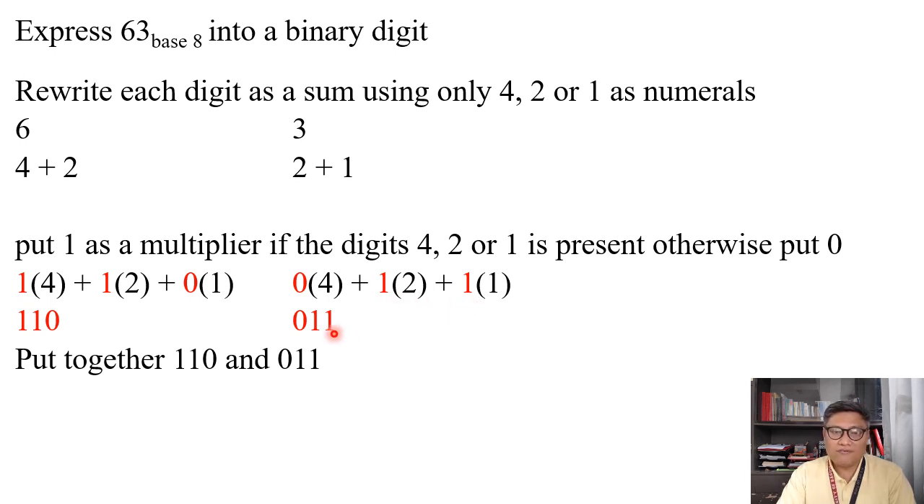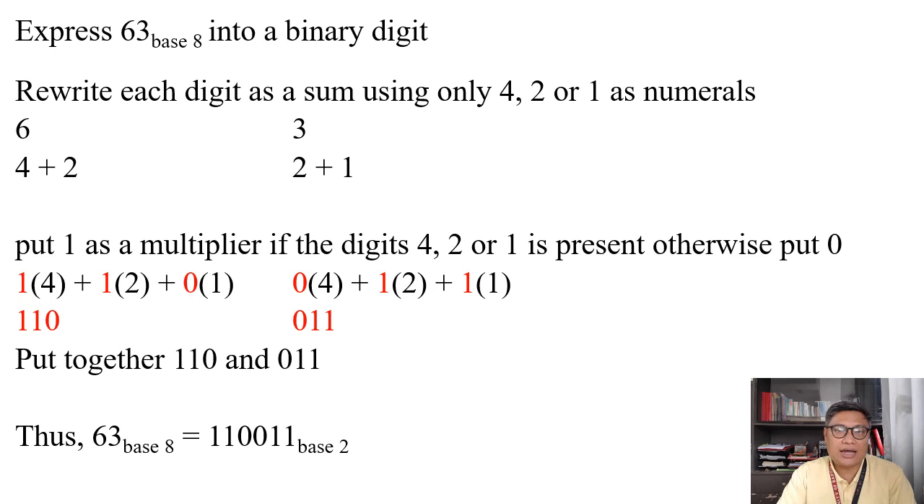Then all you have to do, class, is just look at the combinations of your ones and zeros. So here we have 1, 1, 0. Then the other one we have 0, 1, 1. Then we have to put together, combine them, from left to right. Then of course the result will be the answer. So therefore 63 base 8, when converted into a binary, will be 1, 1, 0, 0, 1, 1.